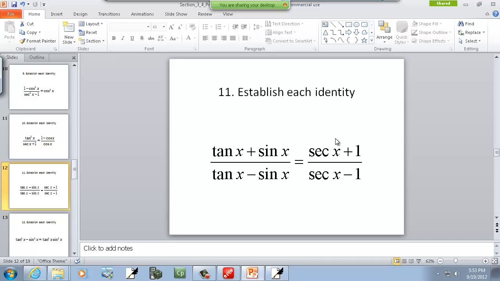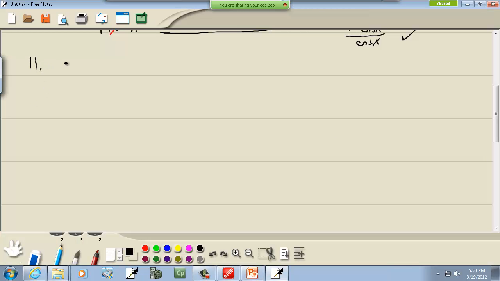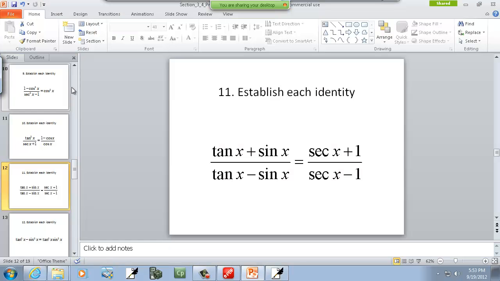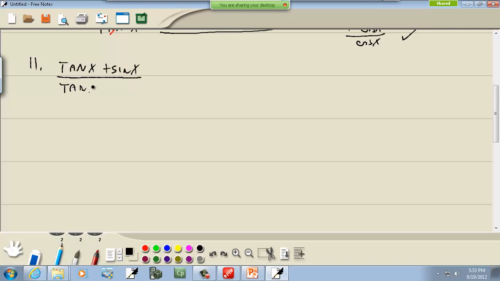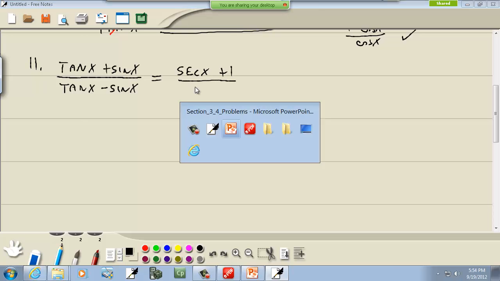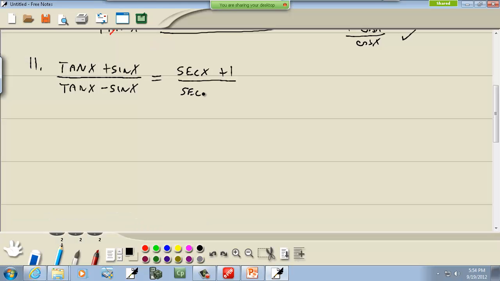Okay, let's look at this next one. We've got tangent x plus sine x over tangent x minus sine x equals secant x plus 1 over secant x minus 1. This one's got a little bit of a trick to it. You notice that this is a single fraction, this is a single fraction. Here we have something plus something, here we have something plus something. Here we have something minus something, here we have something minus something.